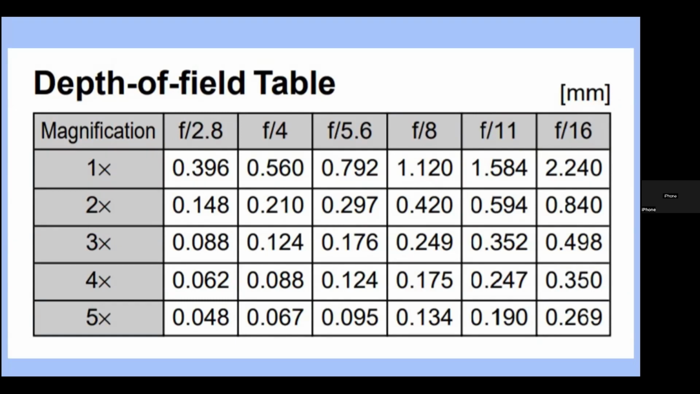And then if you're at 5x, you've got 0.27 millimeters of depth of field. So it really gets thin. And then when you're at 10x, you're about 25 microns. They don't even go into millimeters, they just start talking about how many microns it is.